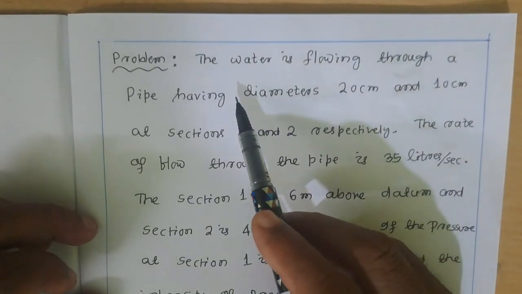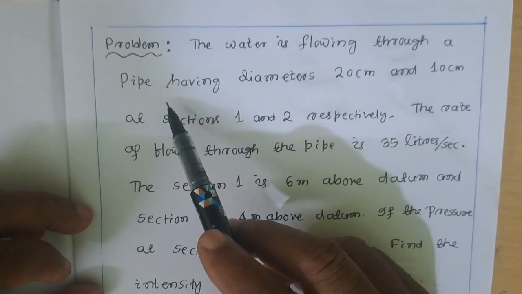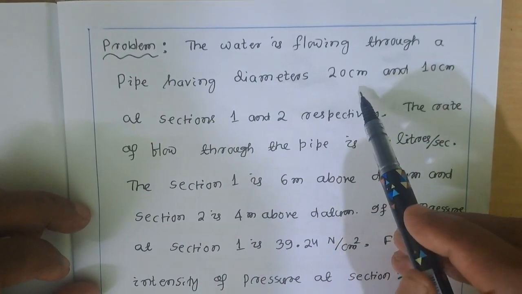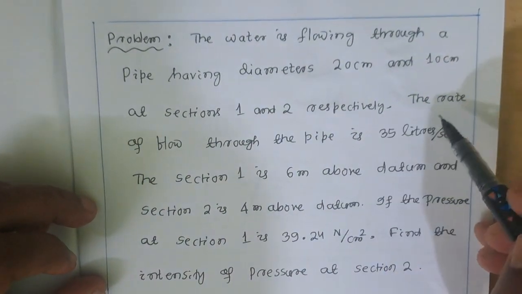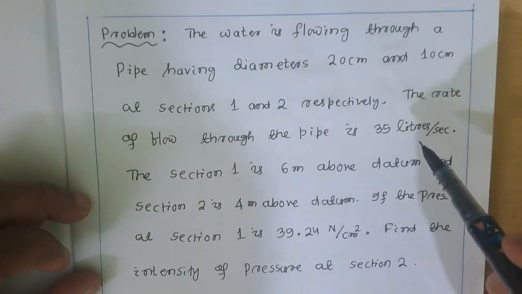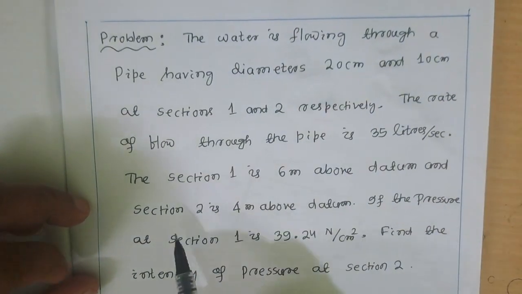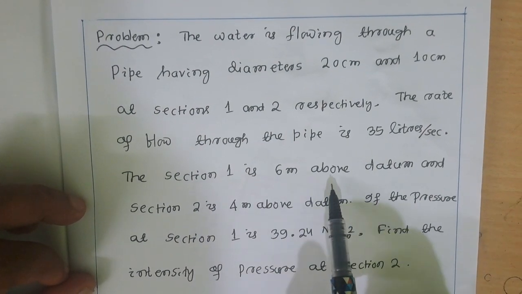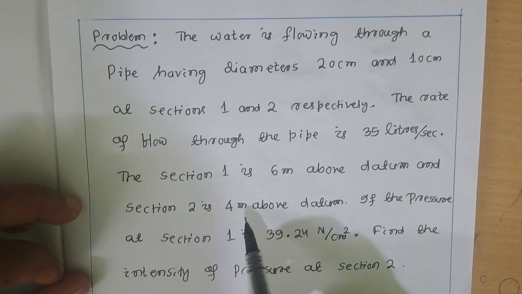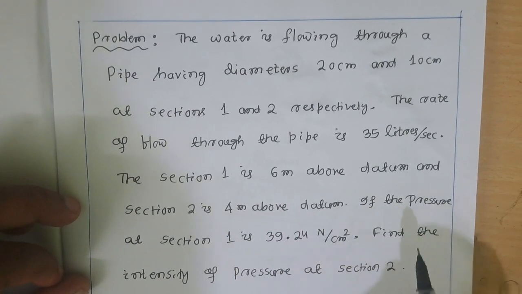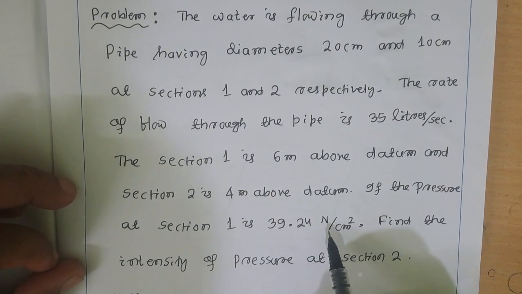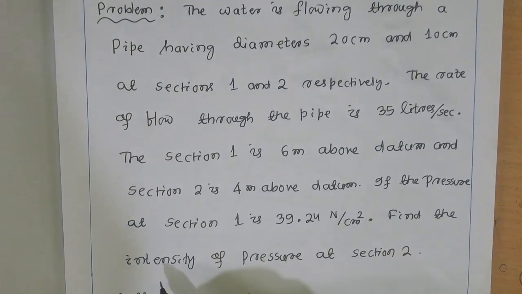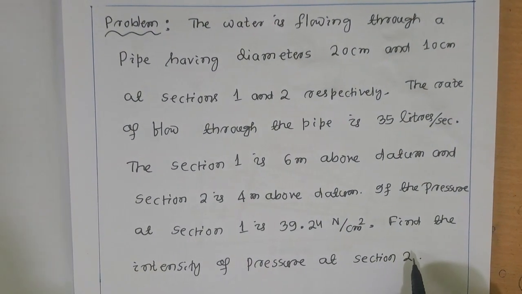First of all, the question is like that. Water is flowing through a pipe having diameters 20 centimeter and 10 centimeter at sections 1 and 2 respectively. The rate of flow through the pipe is 35 liters per second. Section 1 is 6 meter above the datum line and section 2 is 4 meter above the datum line. If the pressure at section 1 is 39.24 Newton per centimeter square, find the intensity of pressure at section 2.